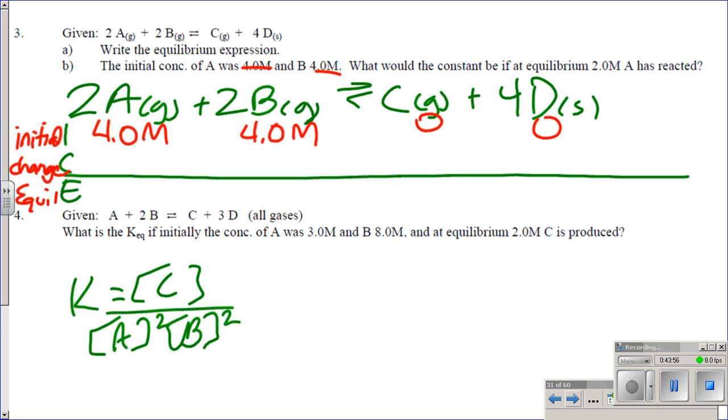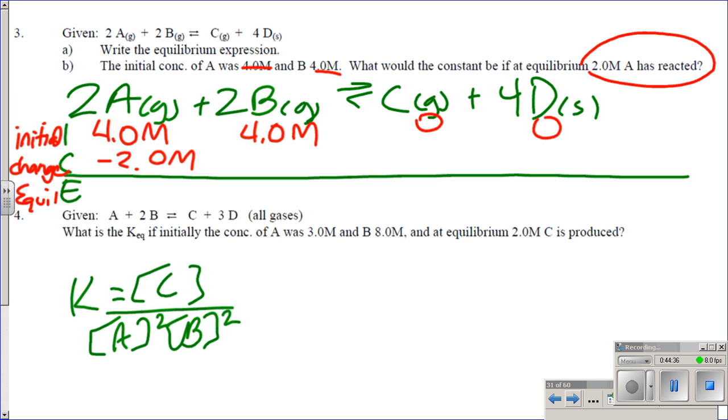During the reaction, though, it says, if at equilibrium, 2.0 molar of A has reacted. So how much of A has reacted? 2.0 molar. That amount reacted. So where's that going in our table? It's going into the change part because that's what actually is happening during the reaction. So if that much reacted, that means it's taken away. So you're subtracting 2.0 molar here. Does that make sense so far? It's being consumed. Well, during a reaction, the reactants are going to react. So what's going to happen to their concentrations? They're going to go down. So you're subtracting a specific amount from here and here.